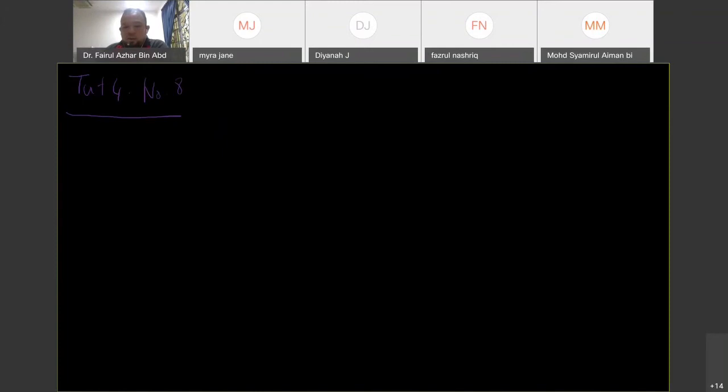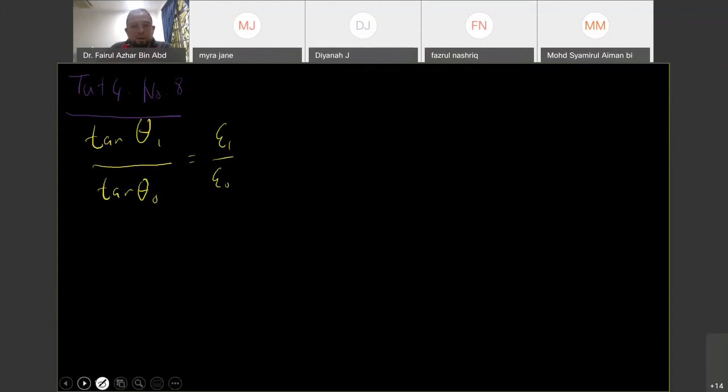We will have the ratio of tangent theta 1 divided by tangent theta 0 is equal to epsilon 1 divided by epsilon 0. That means this side of the equation involves one medium. So let's say this is the medium.